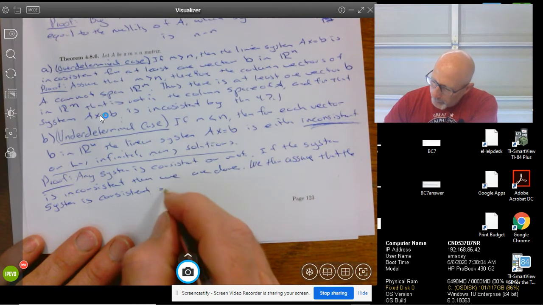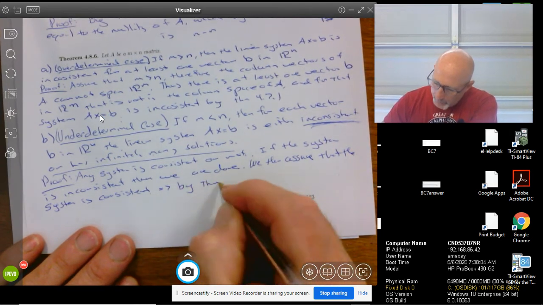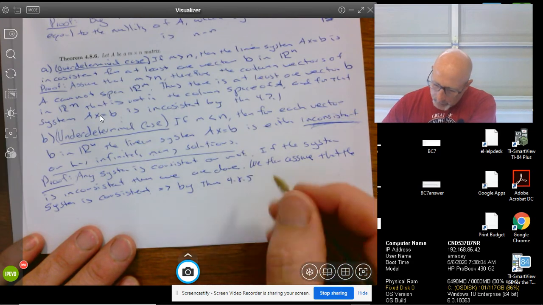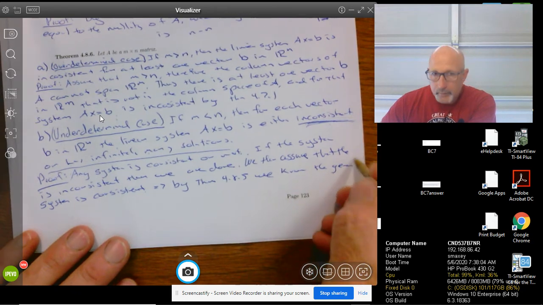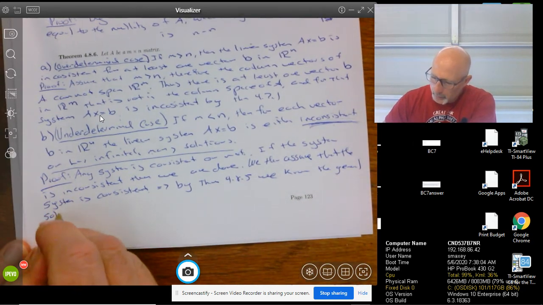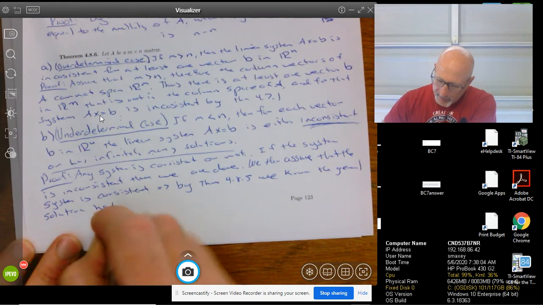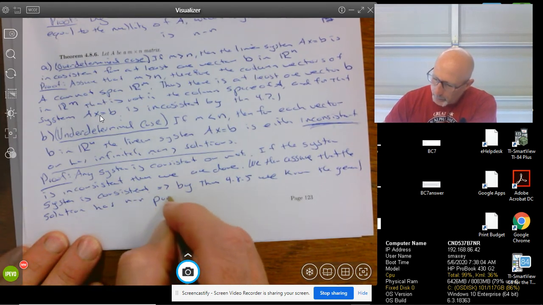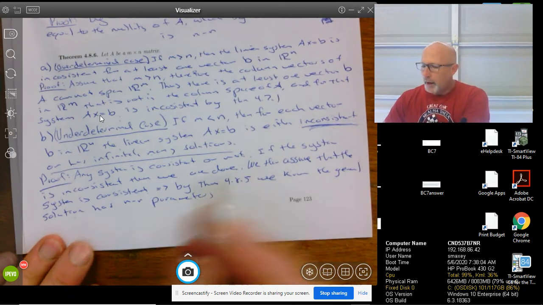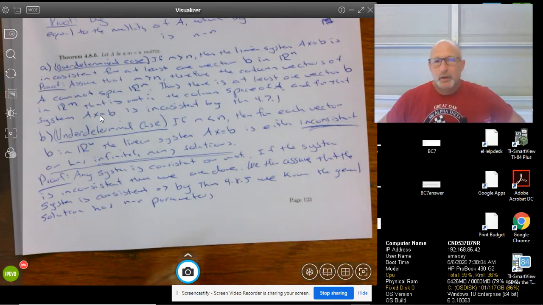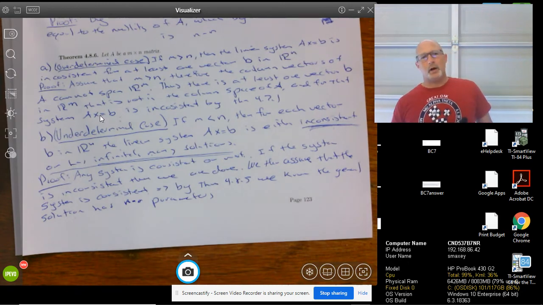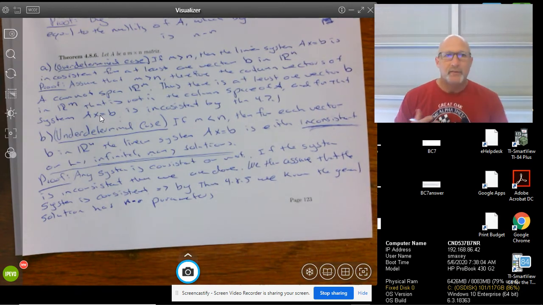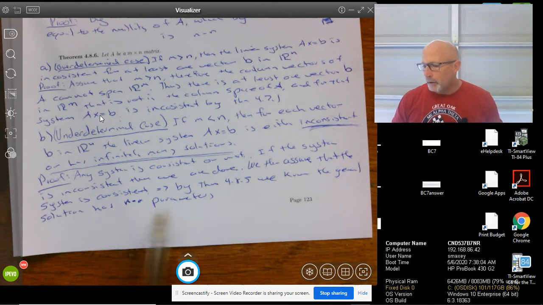So therefore, by theorem 4.8.5, we know the general solution has n minus r parameters. By the way, how do we show that it's an infinite amount of solutions? You show that it has parameters. Okay, that's what we have to show. Because if it has a parameter, which means you can plug in any value for it, 1, 2, 3, 4, whatever, and it will give you a solution. So this has n minus r parameters.